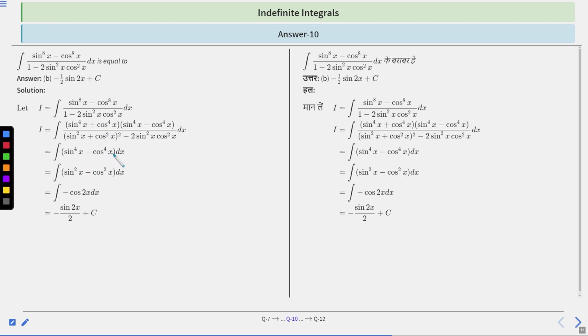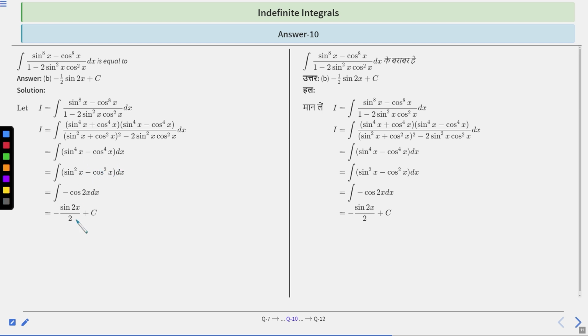Now, sin to the power 4x minus cos to the power 4x is basically, again, we can apply the formula of a square minus b square is equal to a plus b into a minus b. Therefore, sin to the power 4x minus cos to the power 4x can be written as sin square x plus cos square x into sin square x minus cos square x. And sin square x plus cos square x is 1, right? Therefore, I is basically integration of sin square x minus cos square x dx.